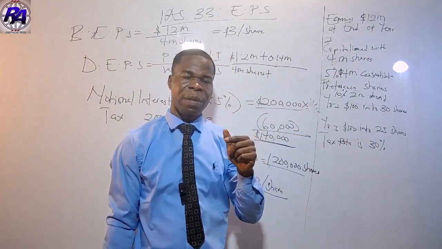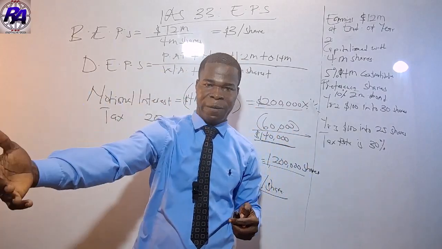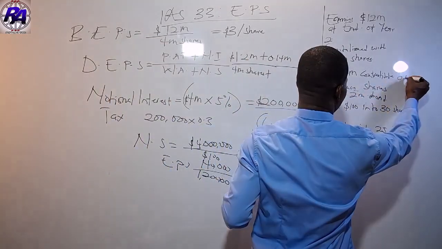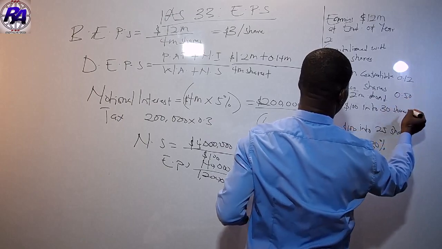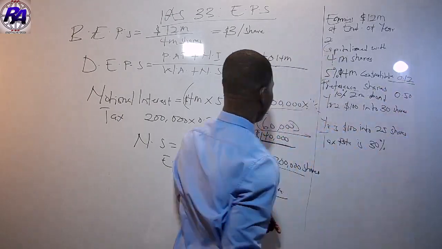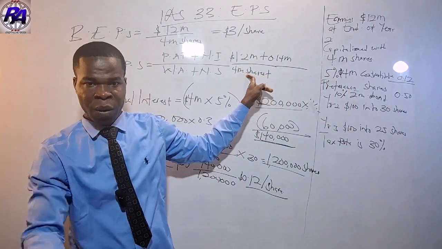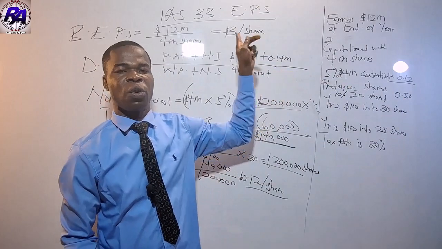Now, take note, if they are all dilutive, then we'll go for the one that is highly dilutive first. So if we compute for this one, we are getting 0.12, and we compute for this one, we are getting 0.50. Then you can see that this one is more dilutive. We will first include this one in our computation of diluted earnings per share. When we are done, then we come and take this one and then include that one to compute for our diluted earnings per share.